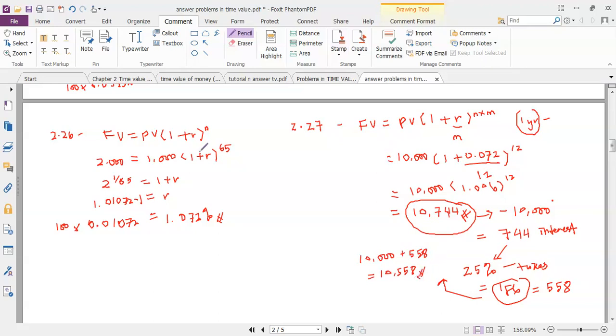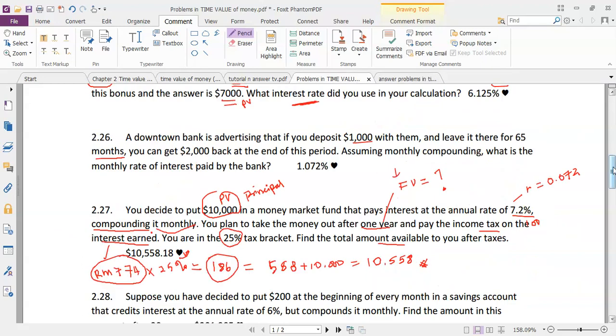Is that clear? I hope that you are clear. Okay, very good. So I think it's enough for today because it's already 4:22. I hope that you will try to solve the problem. Never mind.